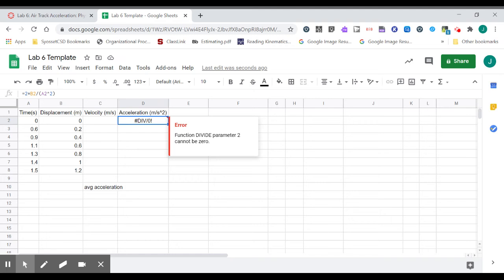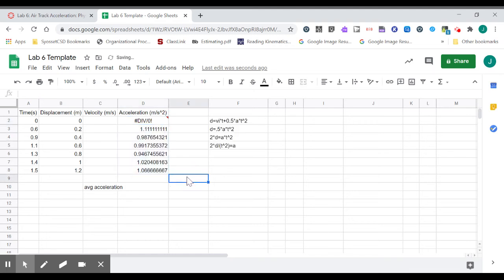So let's, like we did before, get the cross, click, drag down, look at those acceleration values. Pretty consistent, and they should be. So let's get rid of that first data point. All right, so that looks pretty nice. So this is constant acceleration. All right, sorry about that.